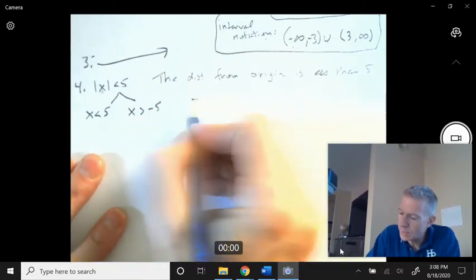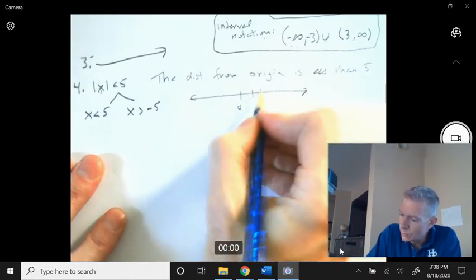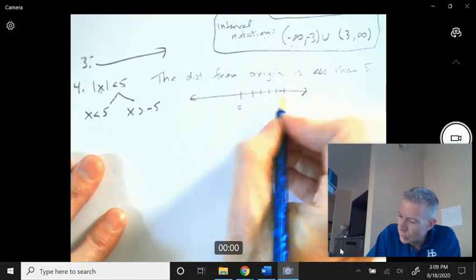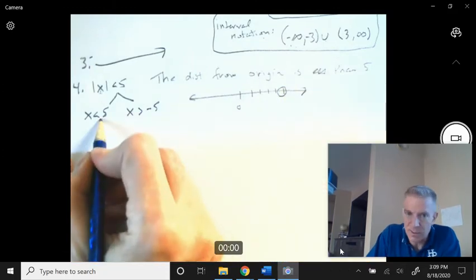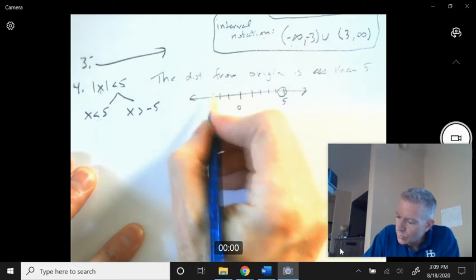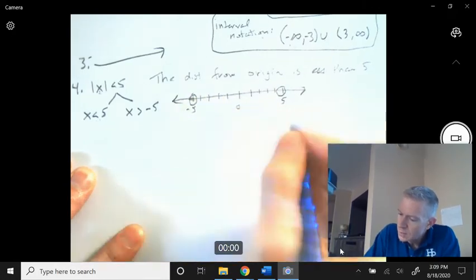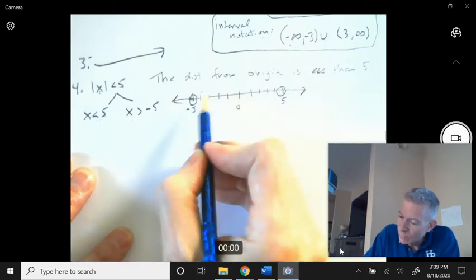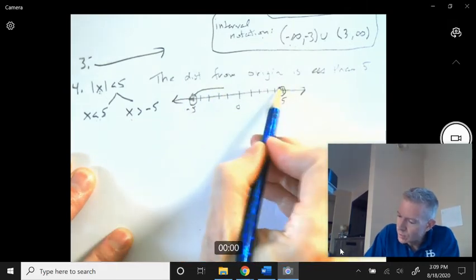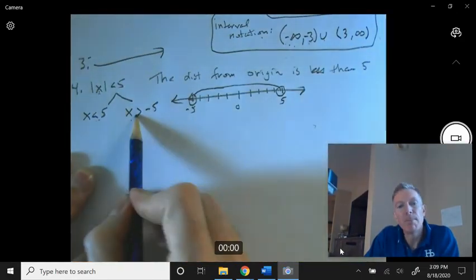So if we plot that here, if x is less than 5, 0, 1, 2, 3, 4, 5. Notice it's still an open circle. We're not including the 5. It doesn't say less than or equal to. And then we'll go 1, 2, 3, 4, 5, negative 5, open circle there. Because x is greater than negative 5. Notice these two are going towards each other. Okay? So it actually has to satisfy both of these.